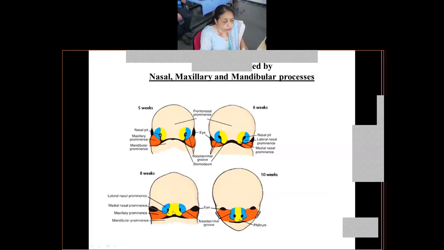Also, this medial nasal process has another component: it forms the median part of the upper lip, that is the philtrum. That part is known as the philtrum. Also, it forms the middle part of the upper jaw where the four incisor teeth are attached. This part is known as the premaxilla. So it will form the philtrum, the bridge of the nose, and the middle of the upper jaw where the four incisor teeth are attached. Okay.